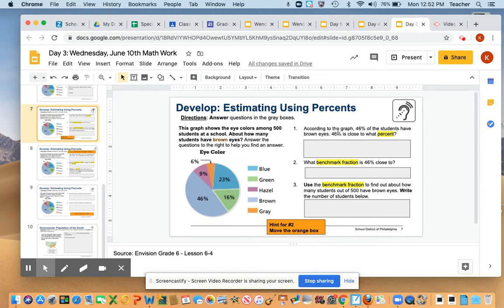So let's think of really easy numbers that we know how to work with. 46, if we round that up, rounds up to 50. So 46% is close to 50%.